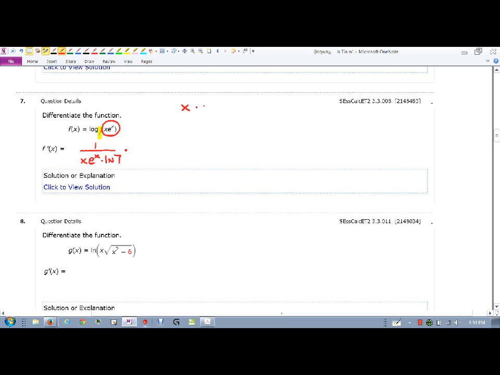But what's in there is a product, so I'm going to have to apply the product rule on this. The derivative of the first one is 1 times the second one, plus the derivative of the second one. Well, the derivative of e to the x is itself times the first one, which is x. So what we get, the whole thing can go on top. So it's just e to the x plus x e to the x, I just changed the order there, over x e to the x natural log 7.